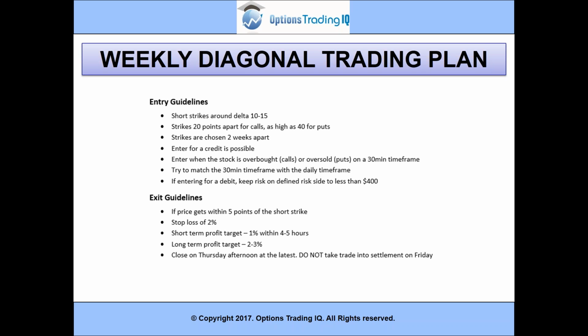Exit guidelines: if price gets to within 5 points of the short strike, so again this is for Russell, rules are going to be slightly different if you're trading the stocks. Stop loss of 2%, short-term profit target of 1% within a few hours, and long-term profit target 2 to 3%. Okay, so that's on our 10,000 for the calls or the 15,000 for the puts. Okay, so it's a really short-term trade, in and out pretty quickly. Sometimes you're not going to get a huge gain, but if we can just get that 1 to 2%, and if we can do that in a week, that's quite a good return.